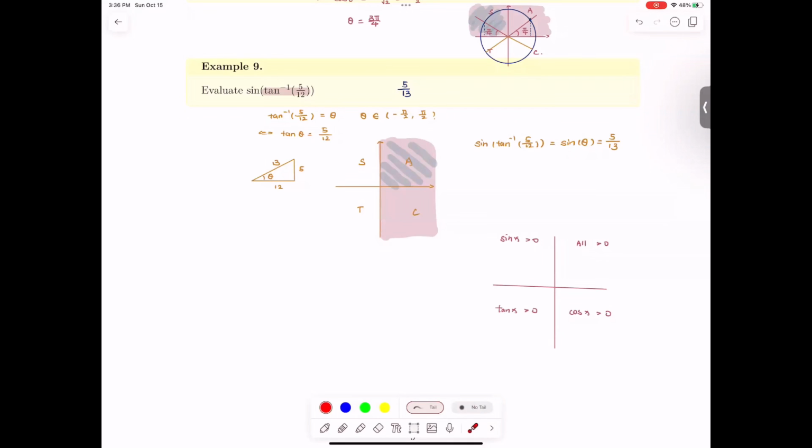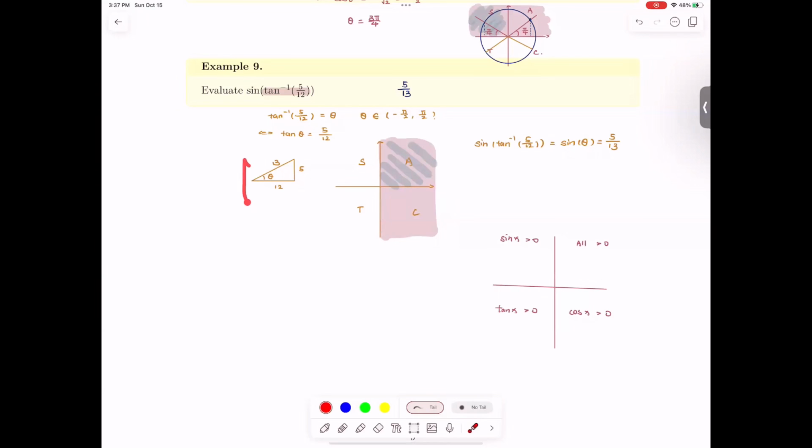So if tangent is negative 5/2, then cosine... no. If this is negative, then this becomes negative 2, because if it's negative, then you need to pick this one instead. And sine theta in this quadrant is also negative. Oh, you're talking about cosine. Yeah, cosine will be positive. That's correct.